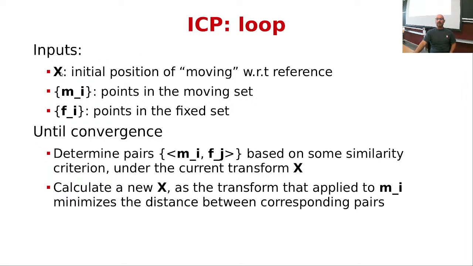The input is an initial position of the moving cloud. People call them reference and current or whatever, but I really like to call them the two clouds of the two objects, one fixed and one moving, because otherwise you never know which one is which. If you call it moving, you know that it's the one that is going to be moving during the optimization. Okay? We have an initial transform.